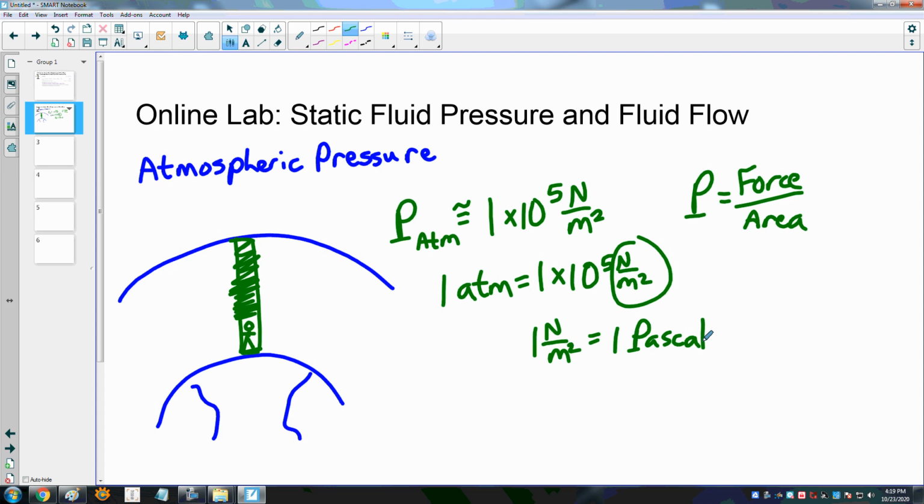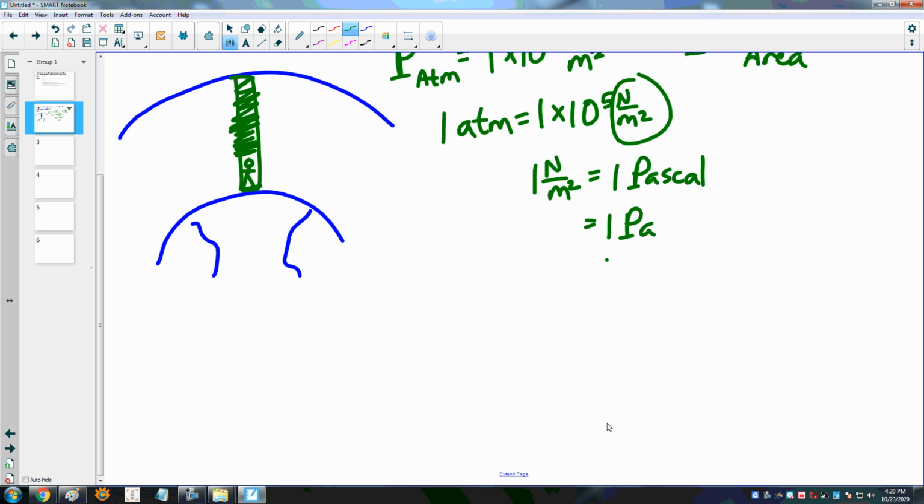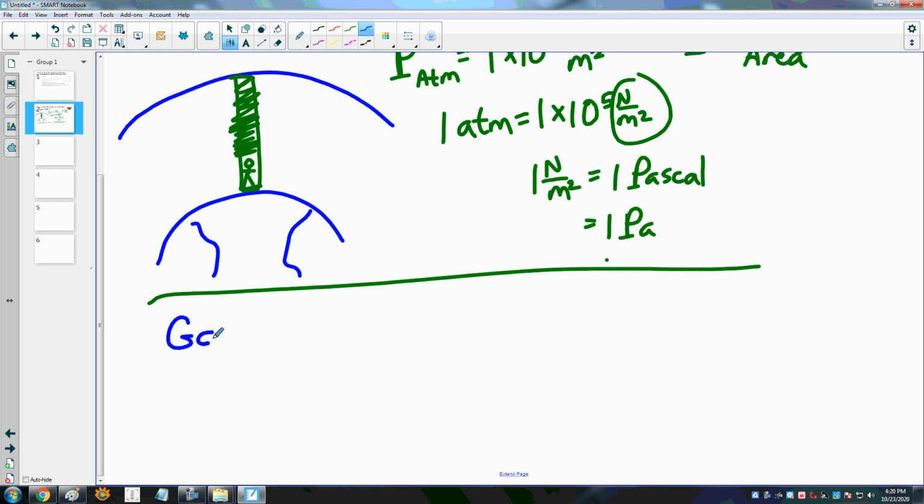When you abbreviate the pascal, it's going to be an uppercase P, and actually we usually label the units as Pa for pascals. So that is atmospheric pressure. Now when we're measuring pressure, we'll use some sort of gauge. And when you're using a gauge, it's important to understand the difference between gauge pressure and absolute pressure. So we have two different pressures, the gauge pressure and the absolute pressure.